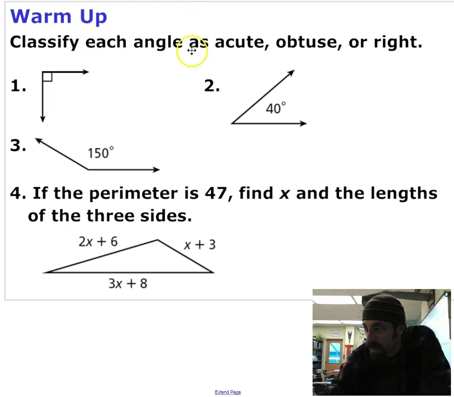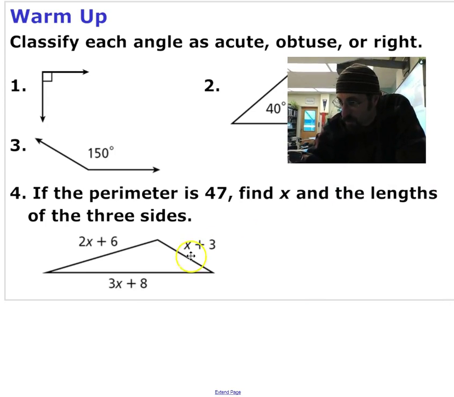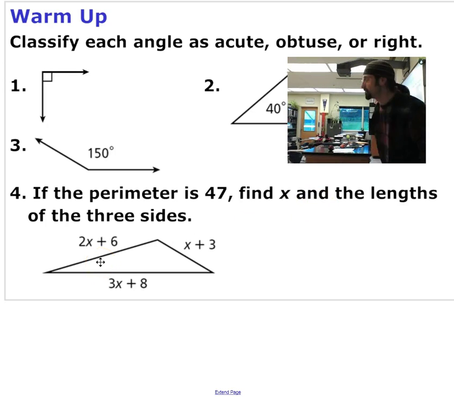Okay, classify each angle as acute, obtuse, or right. Well, of course, 1 is a right angle, 2 is acute, and 3 is obtuse. Now, this is a really good question. If the perimeter of this triangle here is 47, find x and the length of the 3 sides.